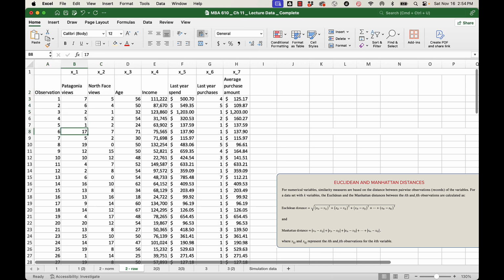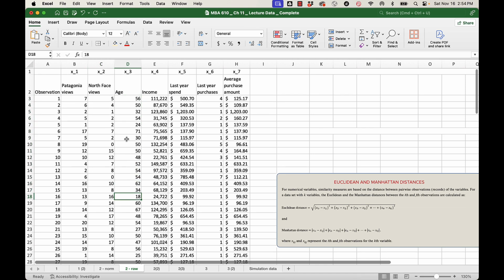And the problem is this: if we look at the number of views customers have of these two brands, I can see a range, somewhere between 19 is the max for Patagonia. And what do I have? A 1. North Face, I've got somebody who viewed it 0 times and up to 15, 16 times. Very small numbers. Less than age, right? Which seems to range between 18 and 71. I might not be getting those exactly right.